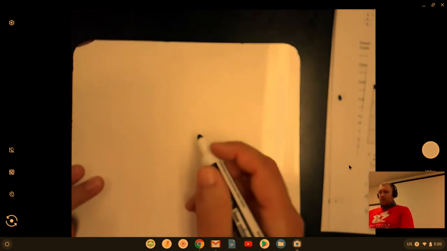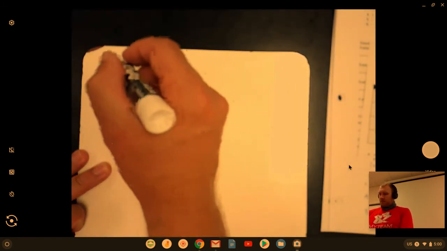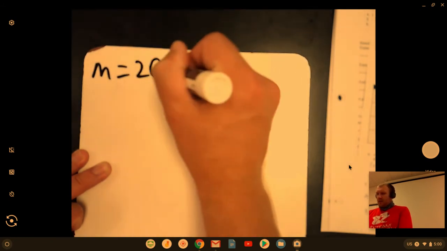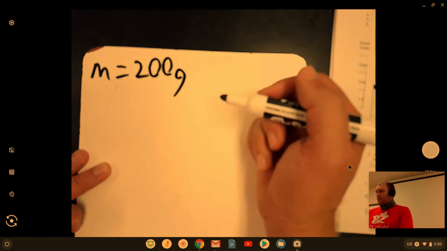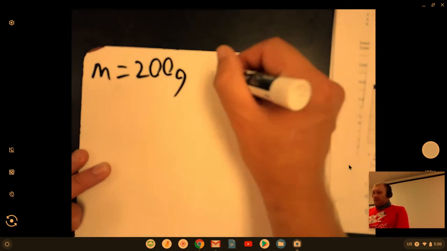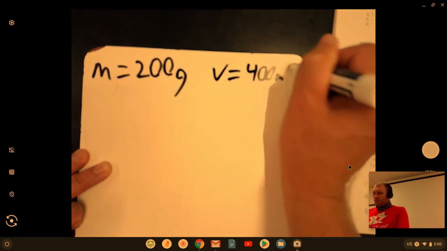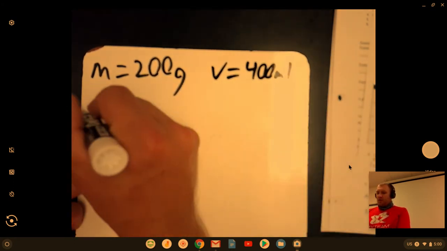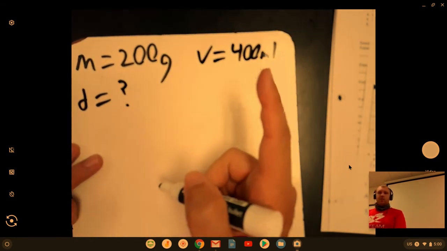Four-step method starts out with step number 1, which is just write down all of your information that you were given. So this one's really easy. It says a mass of 200 grams. Your other indication is that grams is a measure of mass. So that's another way to pick that up if it doesn't say it directly. And then it says that volume equals 400 milliliters. And it even says, what is your density? So density is your unknown. That's step 1 of the four-step method.